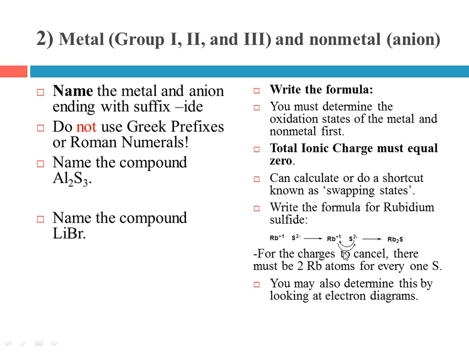Hopefully that's a review. So what we can do when naming a group 1, 2, or 3 metal and a nonmetal, for the naming of it, it's really simple. We don't use prefixes. We don't have to use any Roman numerals. We'll get to those here soon. All you do is you say the name of the metal and the name of the nonmetal ending in IDE. So you don't have to say di or tri or whatever it might be. For this one here, it would be aluminum sulfide. That's it. It's not dialuminum or trisulfide.